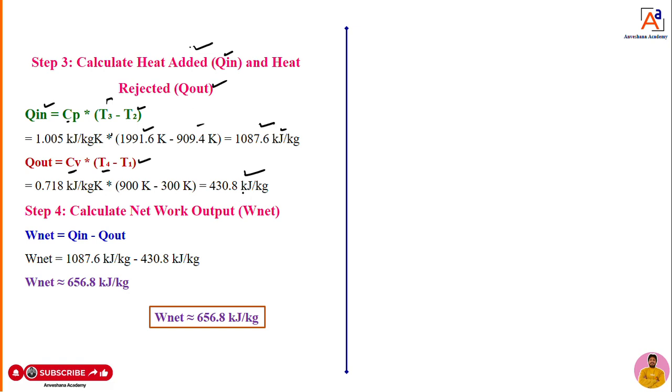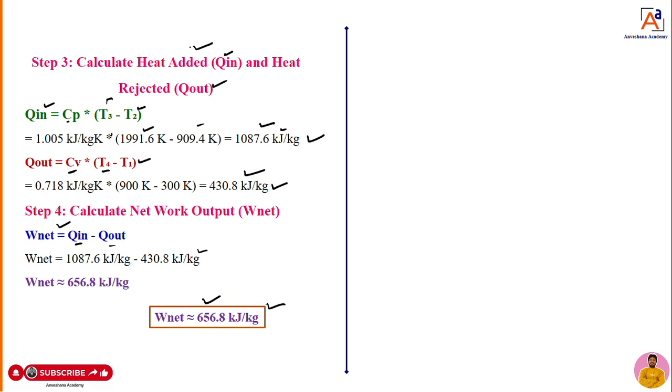Now once you know the value of heat rejection and the value of heat supplied, with the help of these two data I can calculate the work done. What is the work done equation? That is W net is equal to Q in minus Q out. So Q in is 1087.6, minus Q out, 430.8 kilojoules per kg. Then do simplification, we are going to get work net is equal to 656.8 kilojoules per kg. Hence the work done by the engine or diesel cycle is 656.8 kilojoules per kg of air. It is doing this much amount of work. That is the first finding done.